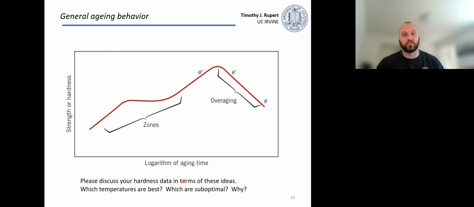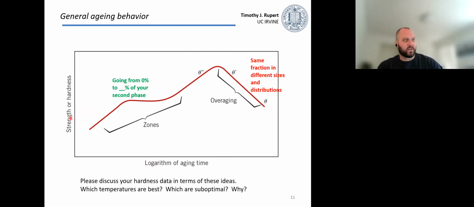So a schematic you can draw for general aging behavior, this isn't even putting any numbers on these axes, but it's something that looks like the data we have from this module. It's our strength and our hardness on the Y, our aging time on X, and it's in terms of the logarithm. So it's connecting to how we actually looked at our data. This early stage is where you're going from a solid solution, so you have 0% of your second phase, to whatever percent your phase diagram tells you. This is where you're increasing along this whole range.